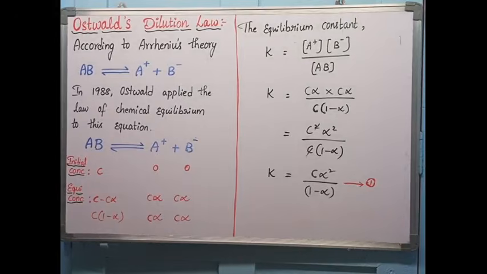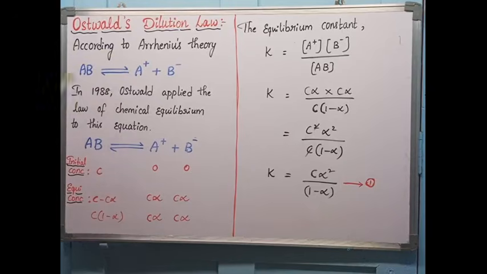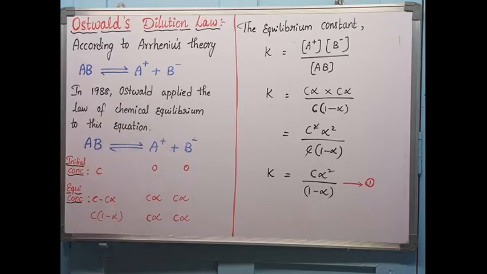So we know according to Arrhenius theory there exists an equilibrium between undissociated electrolyte molecules and ions in water. When we take an electrolyte and add it to water, some electrolyte molecules undergo dissociation, while some cannot undergo dissociation and remain undissociated. So in such cases there exists an equilibrium between the undissociated molecules of electrolyte and the ions dissociated in the solution. Ostwald applied the law of chemical equilibrium to this equation in the year 1888.